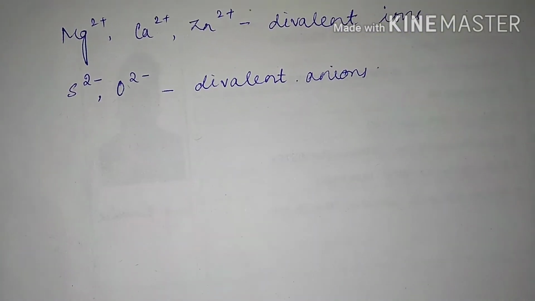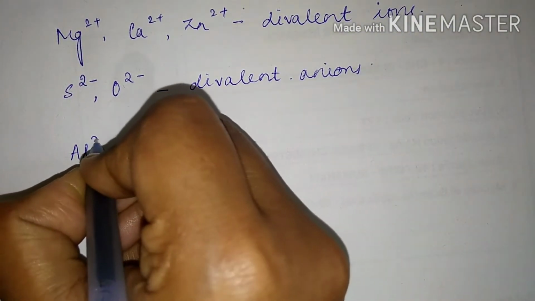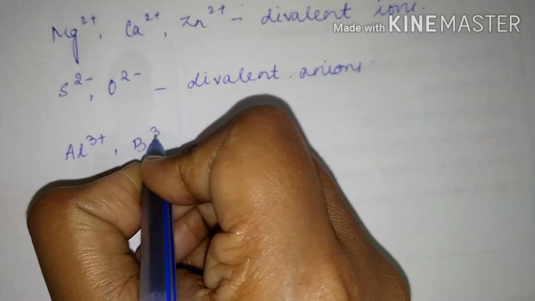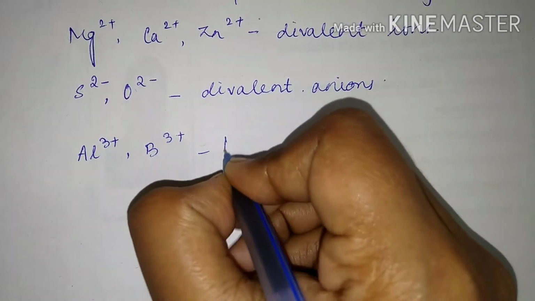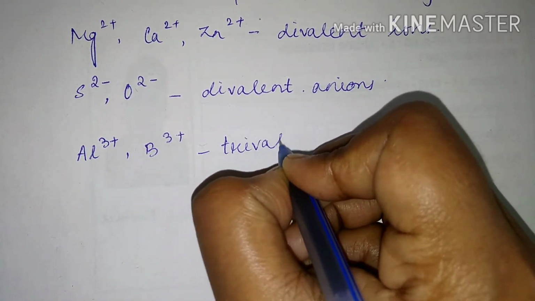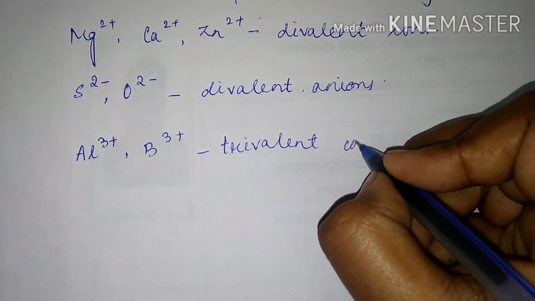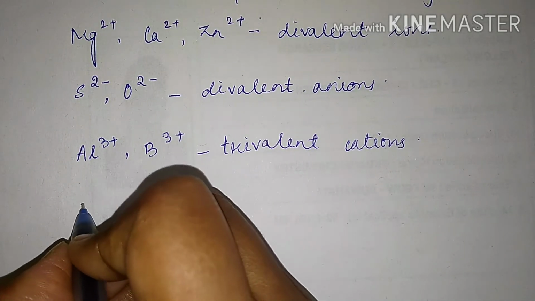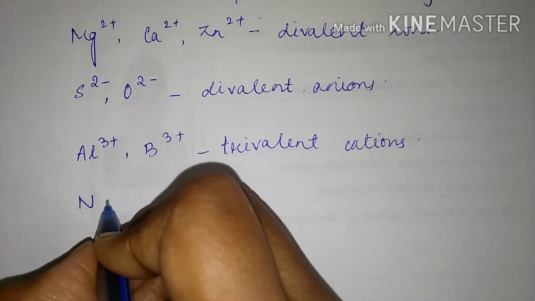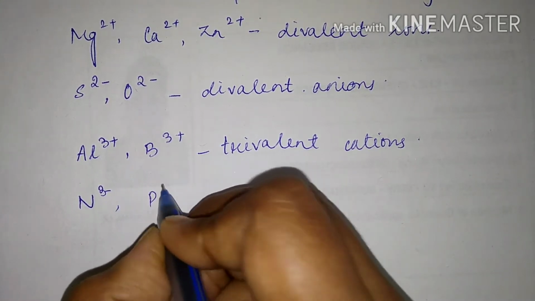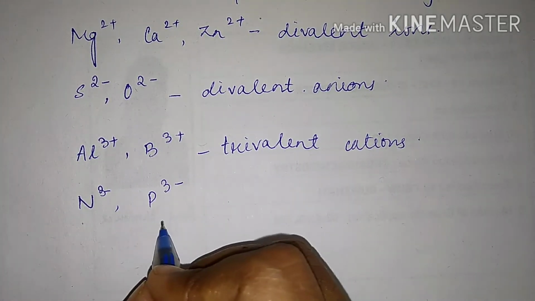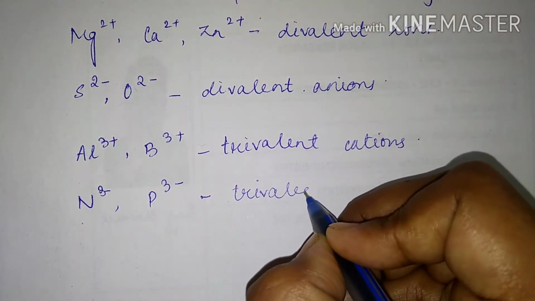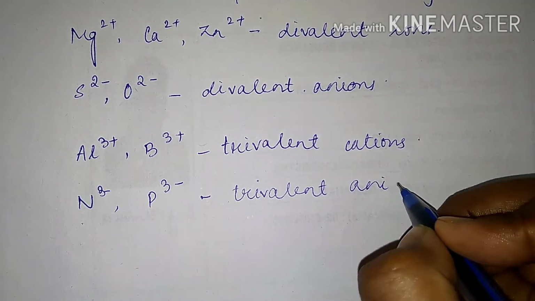So in case of aluminium, we have Al3 plus, then boron 3 plus. These are called trivalent cations or ions. And in case of negative ions, we have N3 minus, P3 minus. This is nitride and phosphide. These are called trivalent anions or simply ions.